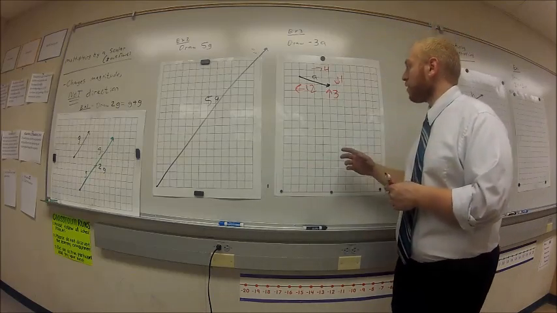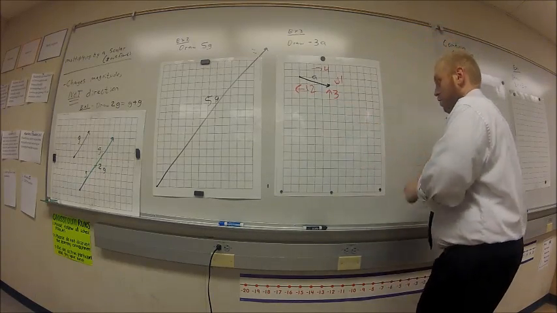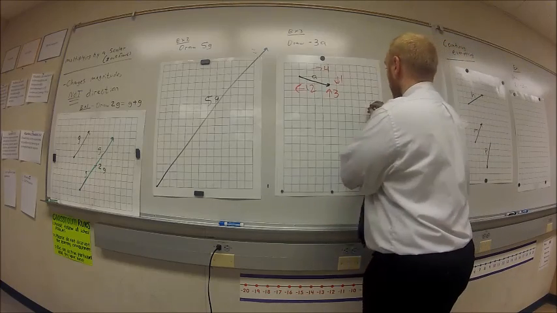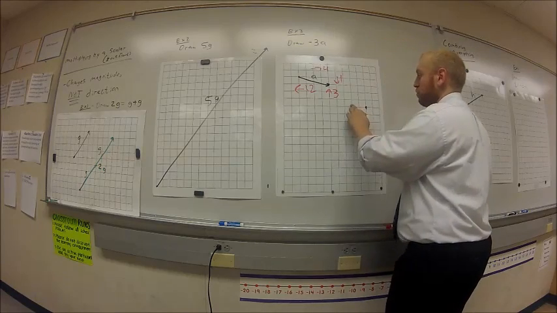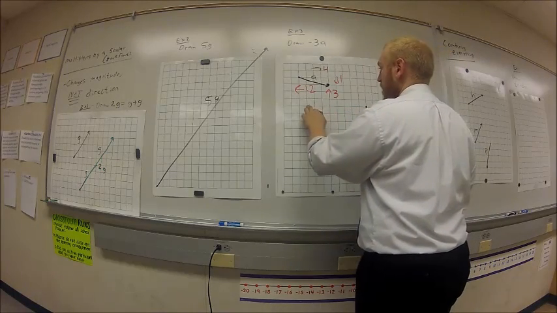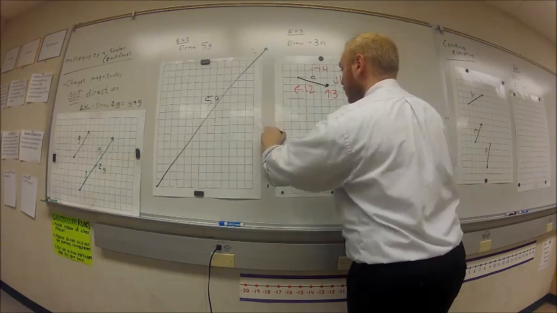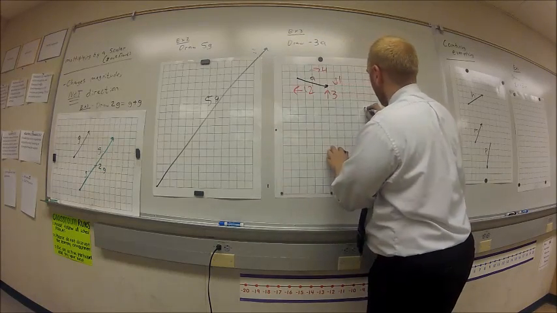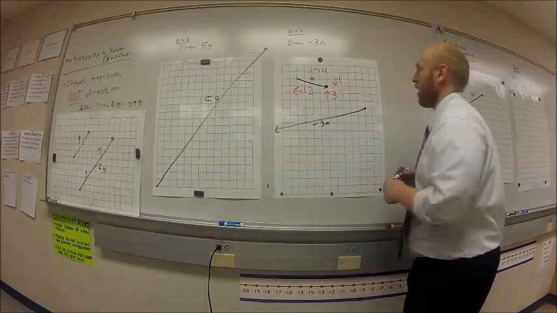So we have to draw the vector that goes left 12 and up 3. Let's do that, starting over here. Let's go left 12. 1, 2, 3, 4, 5, 6, 7, 8, 9, 10, 11, 12. Then up 1, 2, 3. Right there. And that is negative 3a.